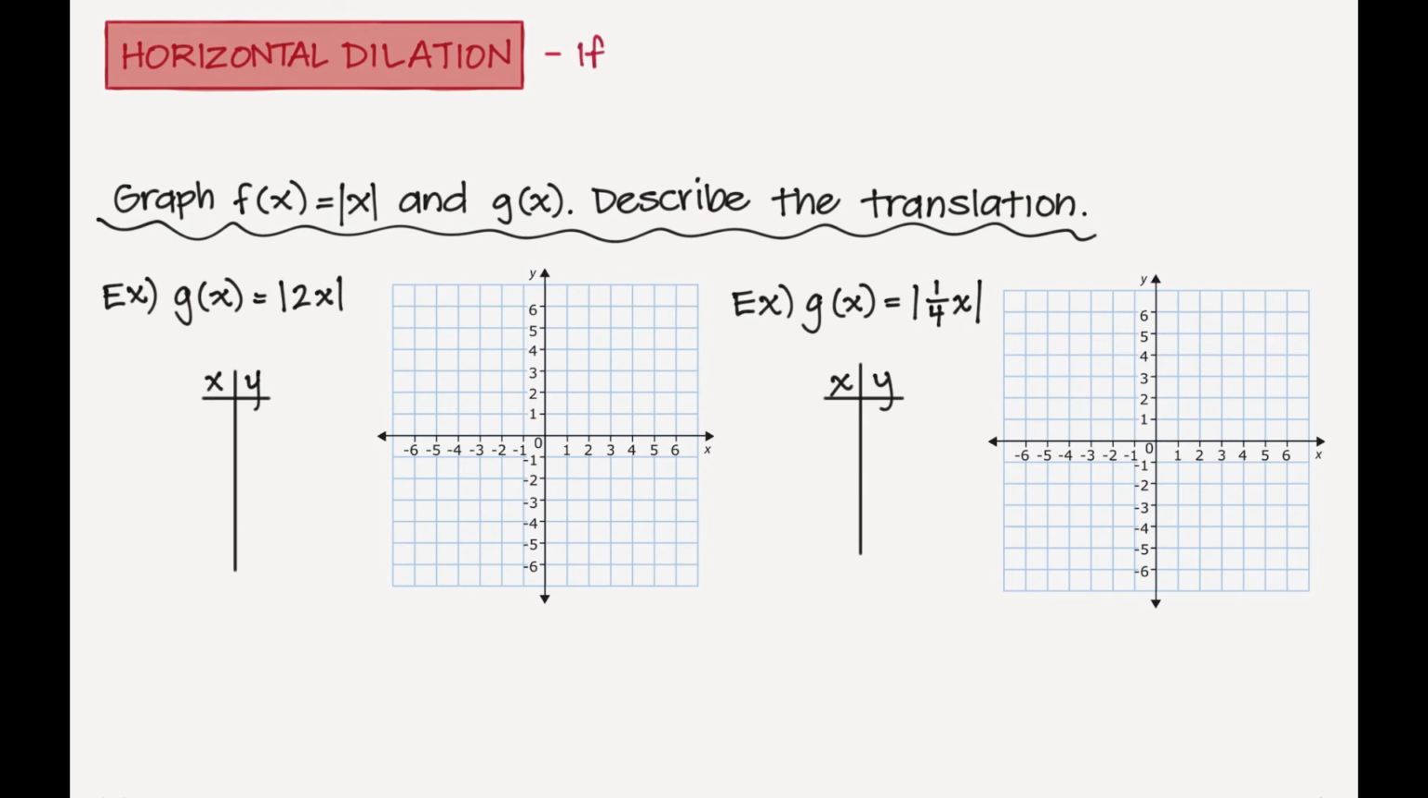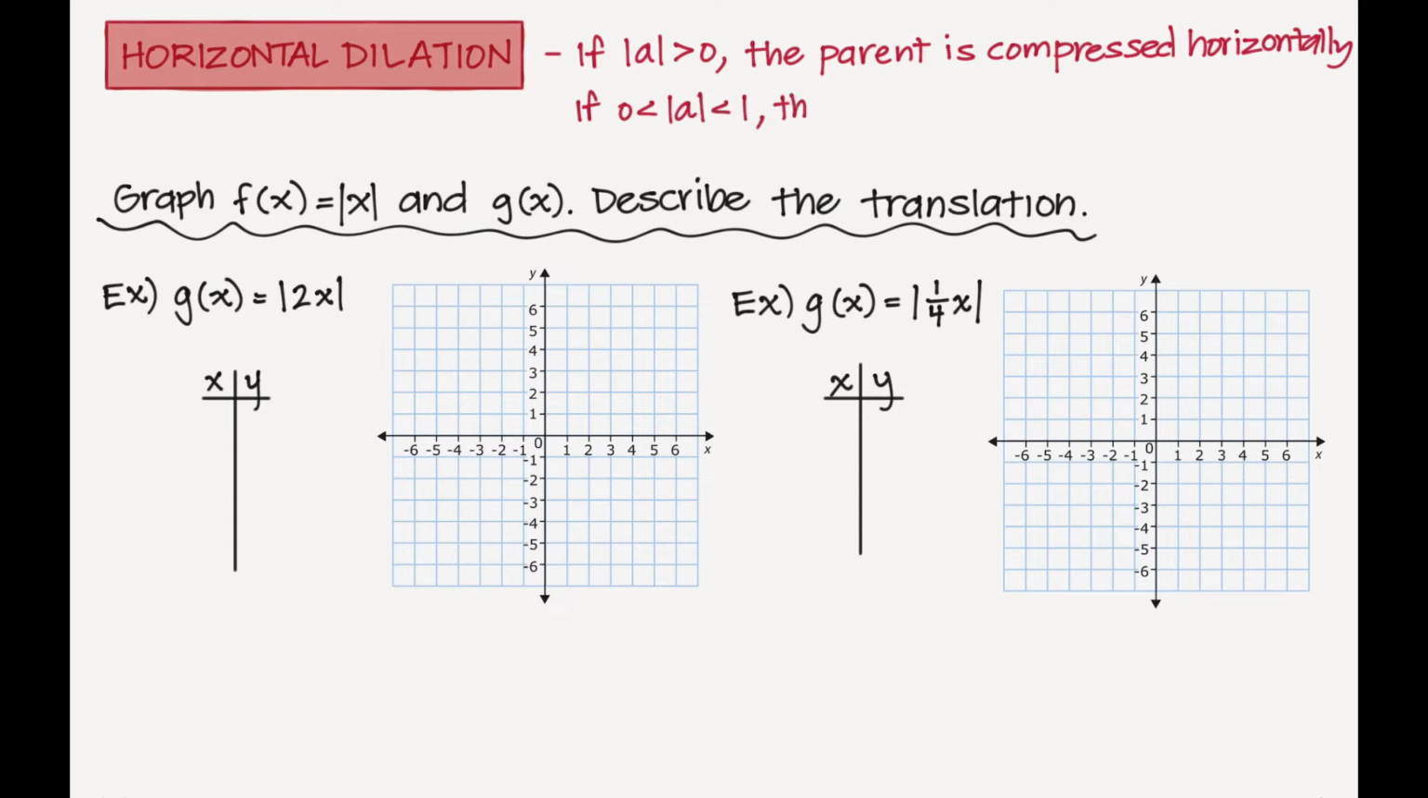So now let's look at a horizontal dilation, which is fairly similar, but this time we say that if the absolute value of a is greater than 1, then the parent is being compressed horizontally. And the opposite goes, if the absolute value of a is between 0 and 1, then that means that the parent is going to be stretched horizontally. So that means it looks like it's going to be flattened horizontally. So let's go ahead and graph the parent function. And then we're going to choose values for x, like 0, 1, and 2.